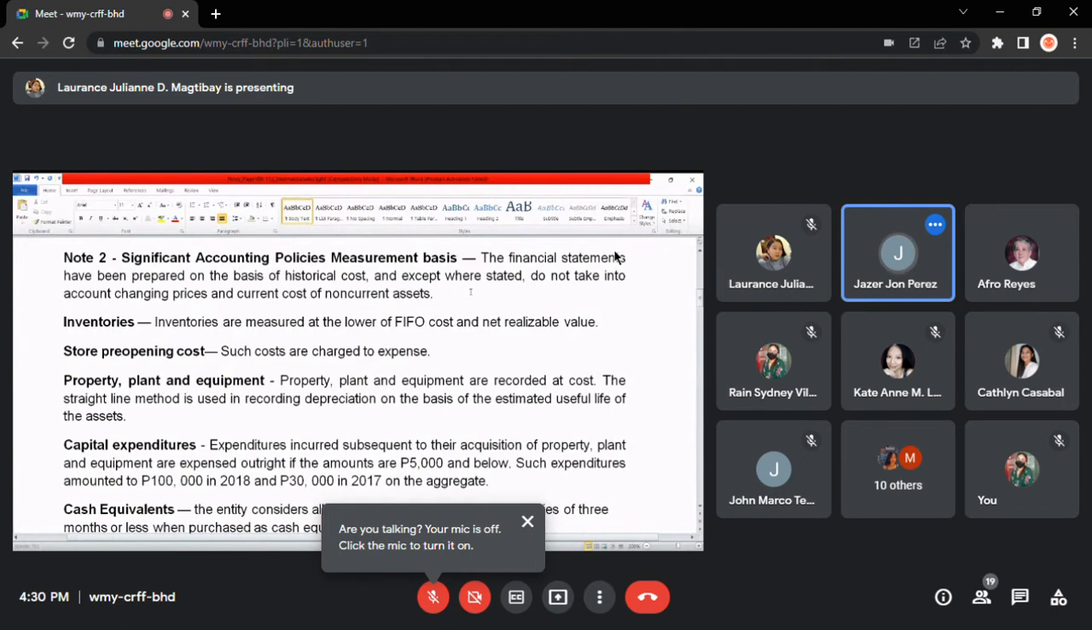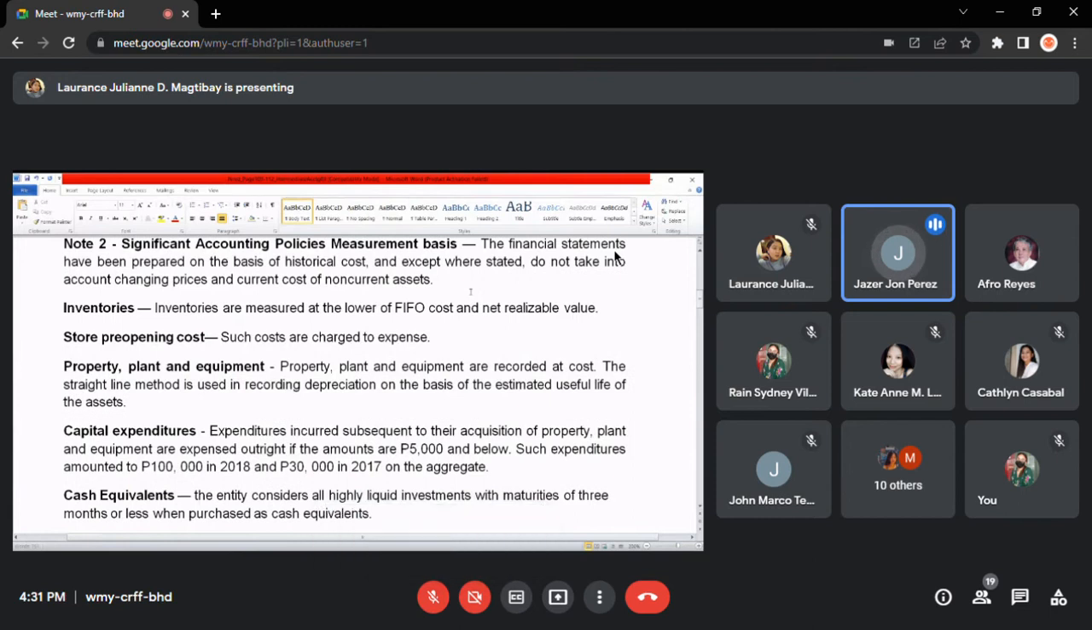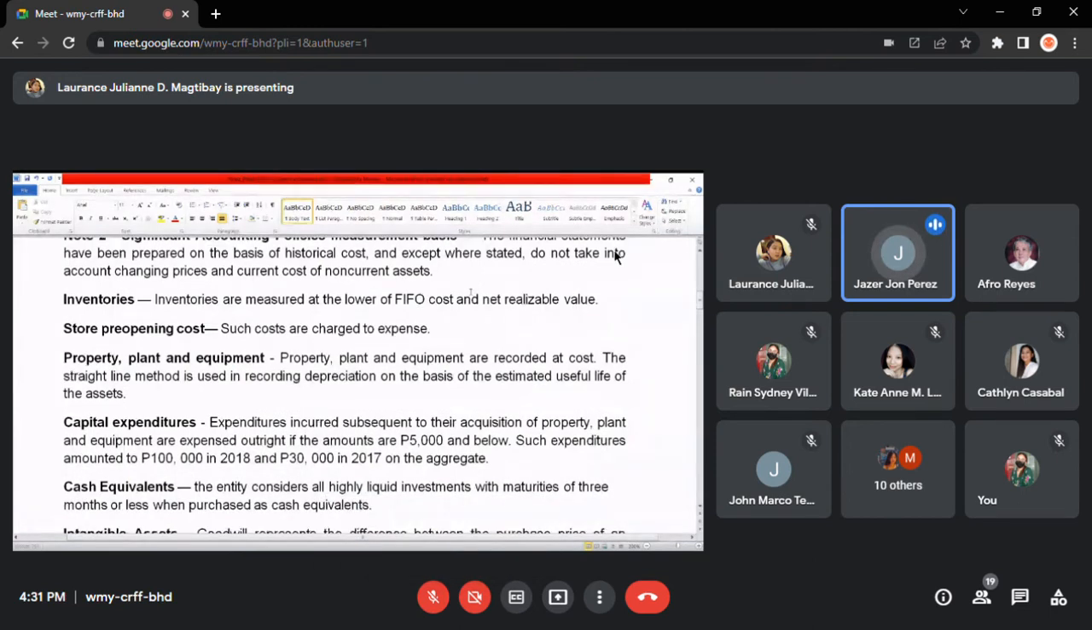And for the inventories are measured at the lower of FIFO cost and net realizable value. When we say FIFO, it stands for first in, first out. Kung ano yung unang pinasok, yun yung unang lalabas. Halimbawa sa store, kumuha siya sa supplier niya ng mga stocks. Yung unang pinasok na supplier, yun yung una niyang ibebenta sa mga customer. Bali, kunwari nagkaroon ng panibagong stock, yung mga luma na nauna, yun yung unang ilalabas.